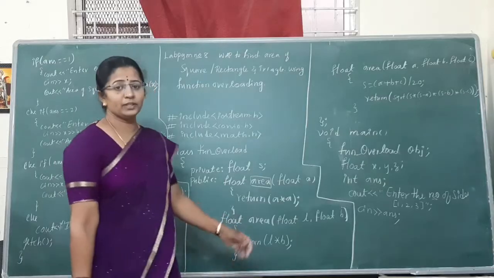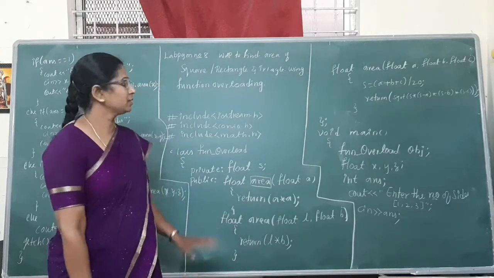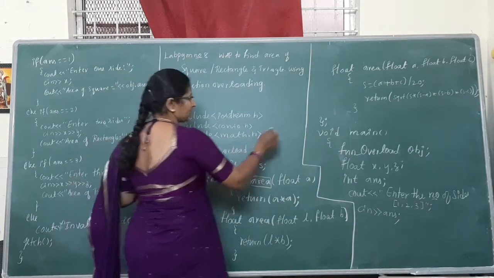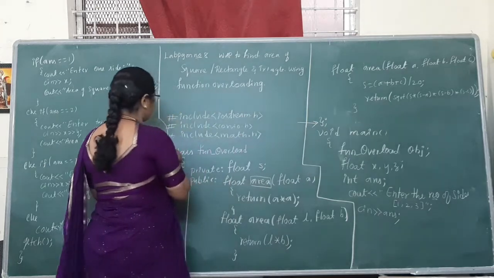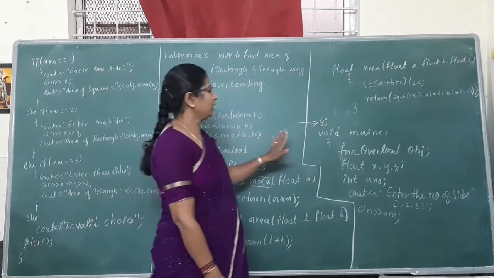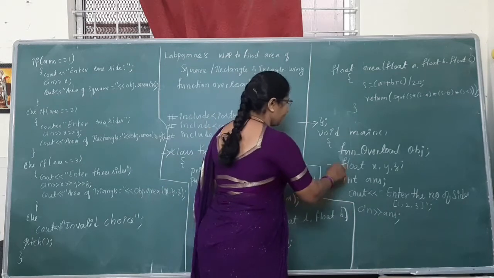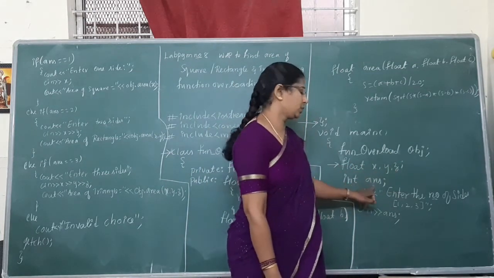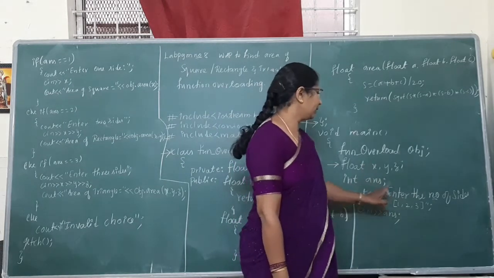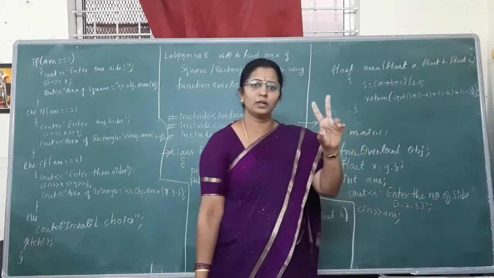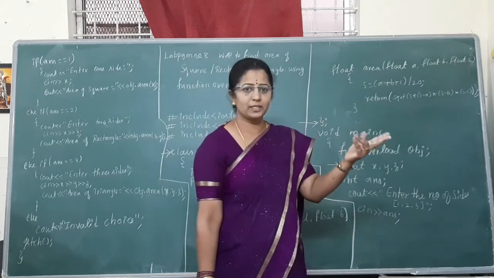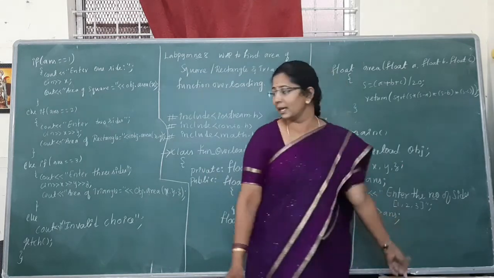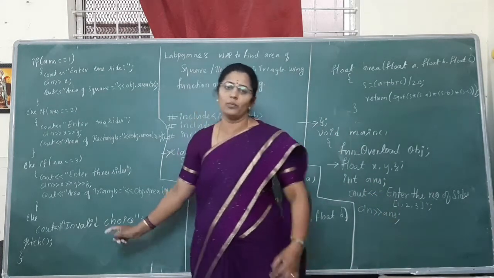Okay students? Yes students, it is your practical program. See here, whatever we discussed up to here in the class, the code is the same for both theory and practical. Only from here it is going to change. Here we are declaring 3 variables x, y, z and one variable for the answer. Enter the number of sides: 1 for square, 2 for rectangle, 3 for triangle. Other than that, control will move to the invalid choice.